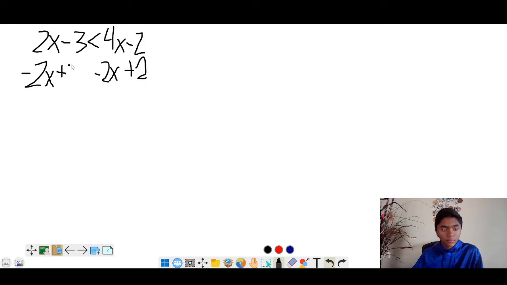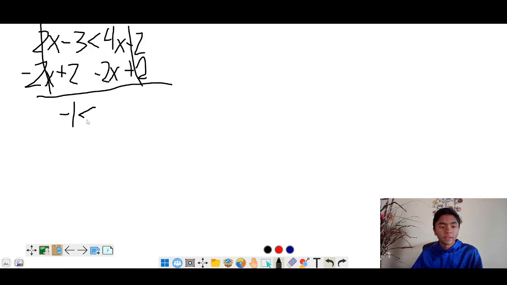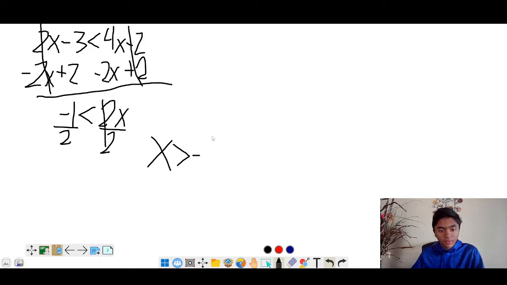So add 2. And so then the plus 2 and the minus 2 will cancel out. The 2x and the minus 2x will cancel out. And so when we add it up, negative 3 and positive 2 makes negative 1, which is less than 4x minus 2x, which is still just 2x. And so now there's only one step left. Just divide both sides by 2. So divide this one by 2 and divide this one by 2. The 2's cancel out. And so you're left with that x is greater than negative 1/2.